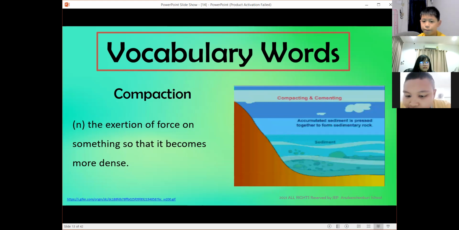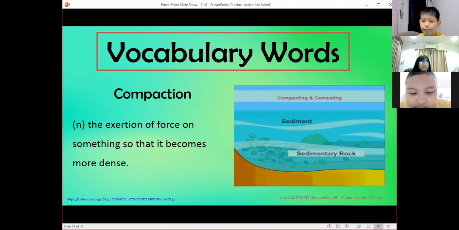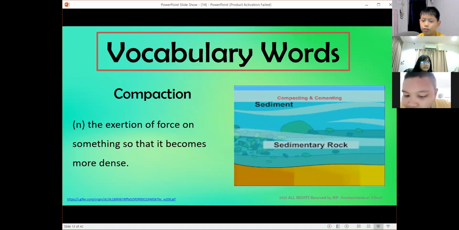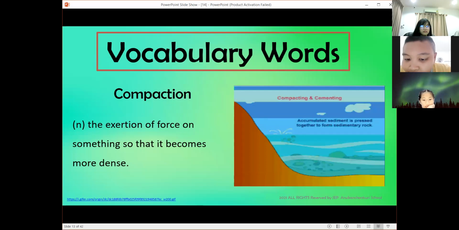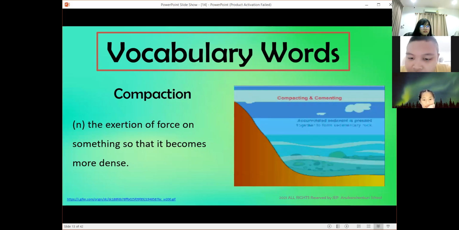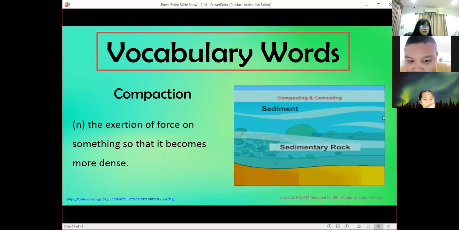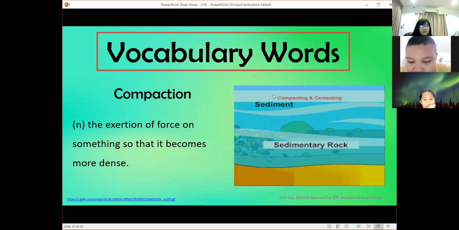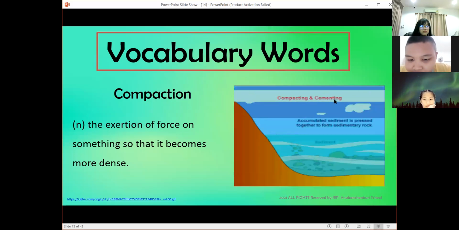What will happen if these sediments underneath... there will be a force that will be exerted on it. Okay, so what will happen? It becomes harder and harder and harder, and that is why at the end of maybe millions of years, it becomes a rock. So that is the process of how sedimentary rocks are formed, because of compacting, or compaction, and cementing as well.